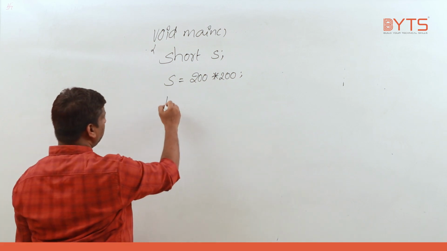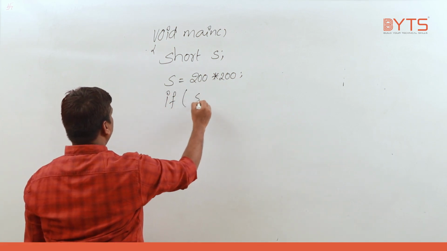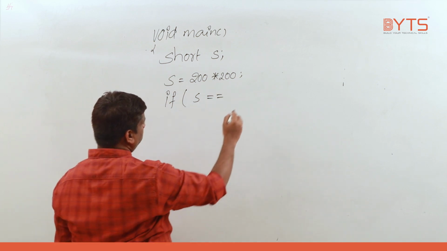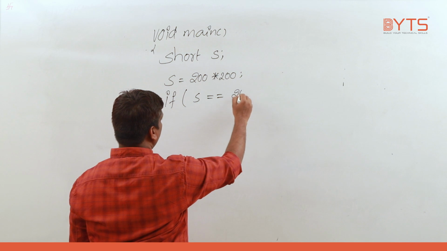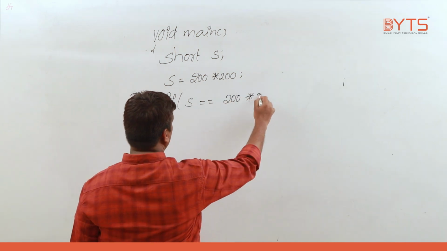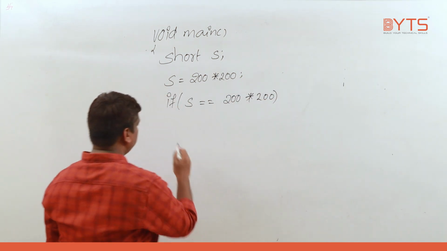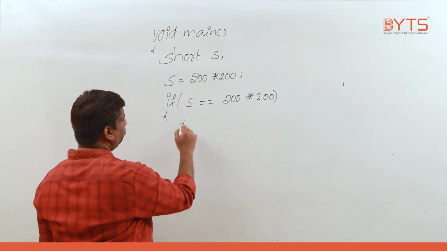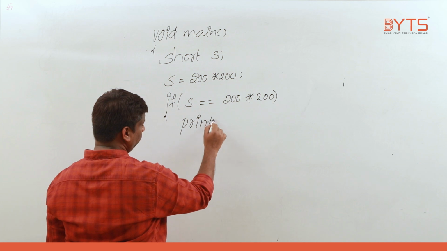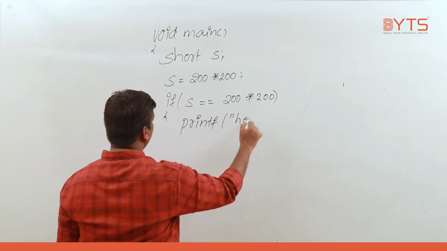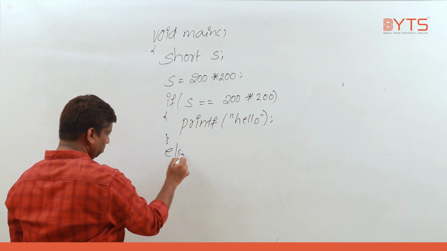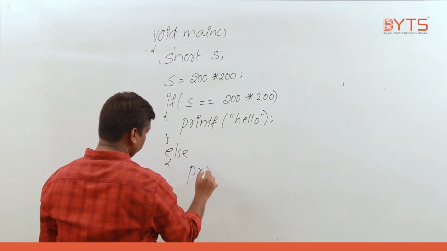Next what we will do? if s is equal to 200 into 200. We'll see that here. Okay, so printf hello, let me take else, printf hi.